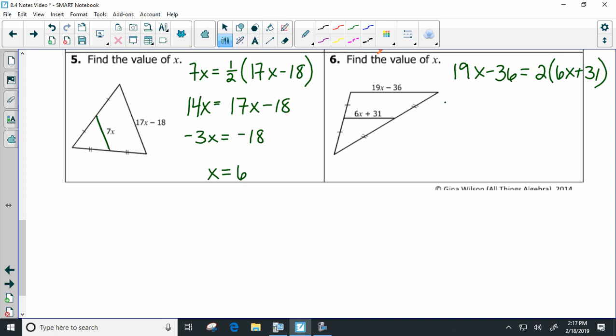So 19x minus 36 equals distribute. 2 times 6x is 12x. 2 times 31 is 62. Subtract 12x. Add 36. 36 plus 62 is 98. And then divide both sides by 7, and x is 14.